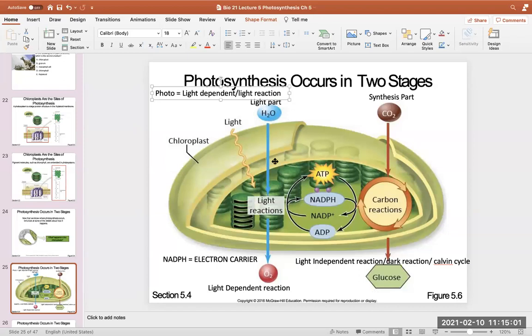Okay, this is light dependent reaction. This is a light reaction. This is light dependent reaction. Synthesis part. So synthesis part is dark reaction. This is light independent. Now, this doesn't mean it happens at night. It happens during the day. It just doesn't use light.